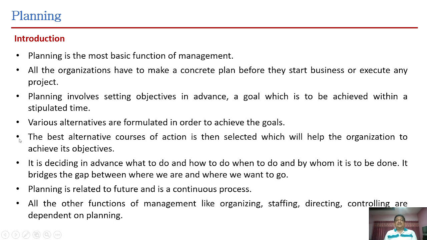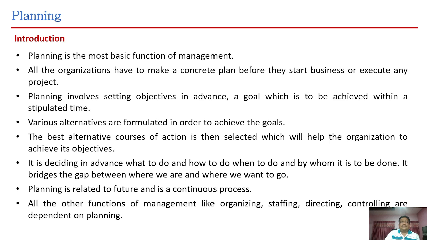Various alternatives are formulated in order to achieve the goals. What are the different ways? Means one way is, if we are having some hurdles, then how we can achieve this by utilizing the other way. Always we have to make these two plans. One plan, if it is not working, then how we can do it in another way. The best alternative course of action is then selected, which will help the organization to achieve its objective.